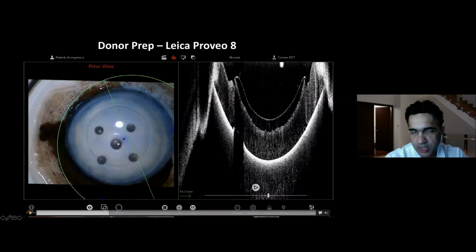If I stop the video over here, even at this angle, it's slightly attached to the edge of the trephination margin itself. Okay, so we follow this around.